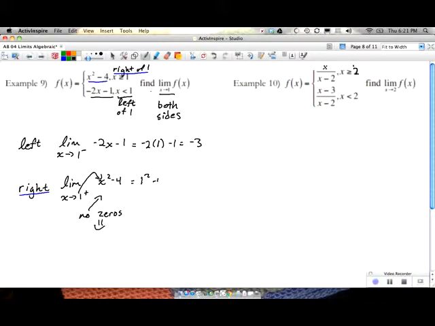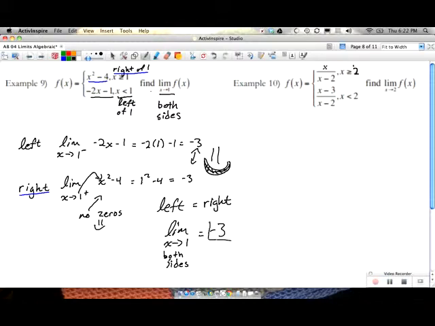So that means we're going to have 1 squared minus 4, which equals negative 3 as well. Watch this. Oh, now we're super happy because look at that smiley face. Huge grin. We're super happy because the left equals the right. The left side equals the right side, which means the limits are kissing. They're not missing. Therefore, the limit as x approaches 1 from both sides is equal to negative 3.